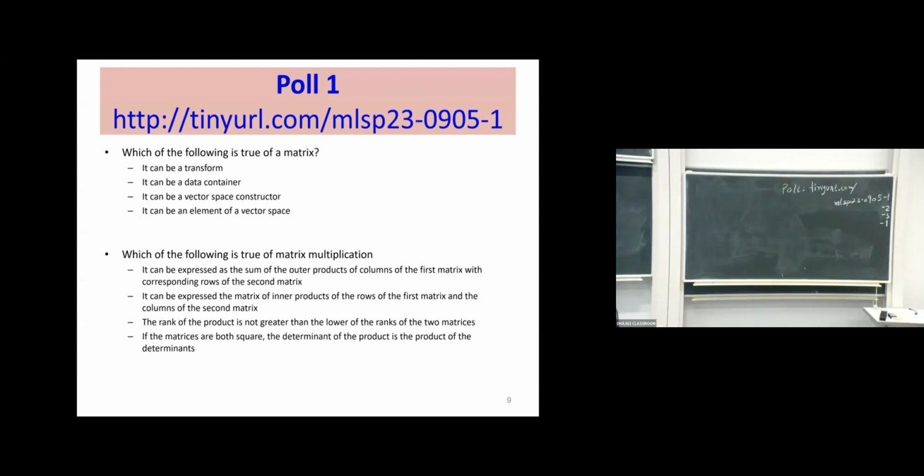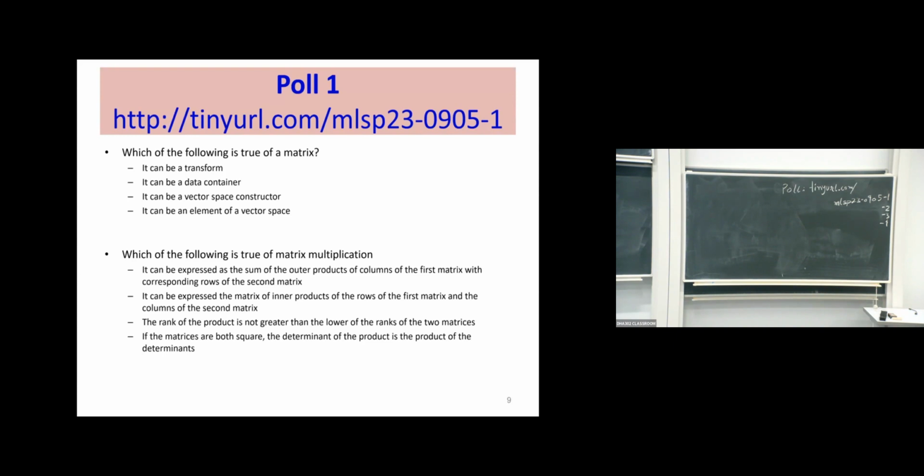What about the second? What is true of matrix multiplication? It can be expressed as the sum of outer products of columns of the first matrix with the corresponding rows of the second matrix. Is that true? Yes or no? Yeah. It can be expressed as the matrix of inner products of the rows of the first matrix and the columns of the second matrix. Yes.